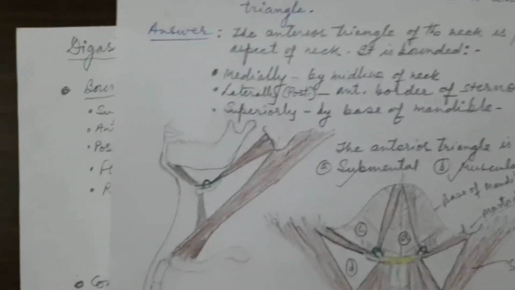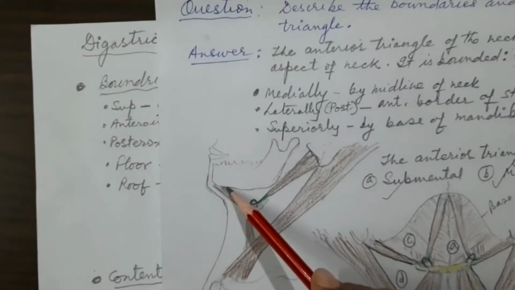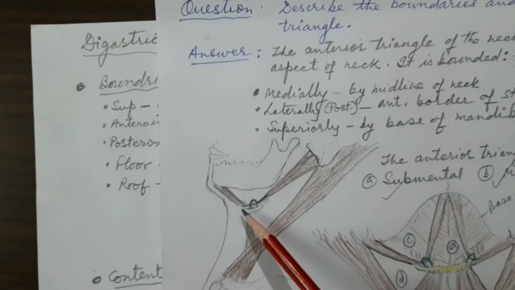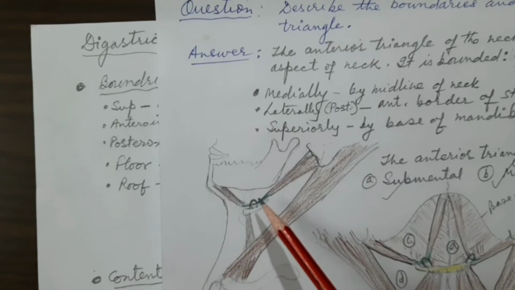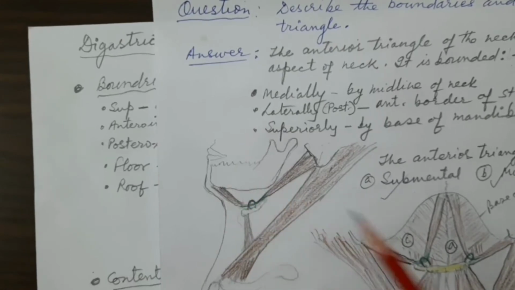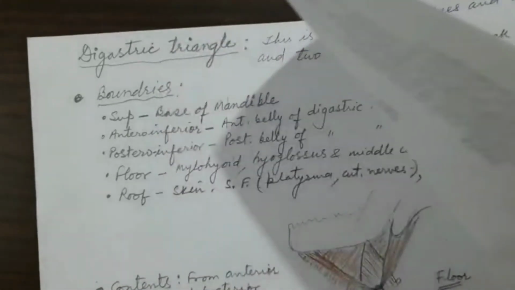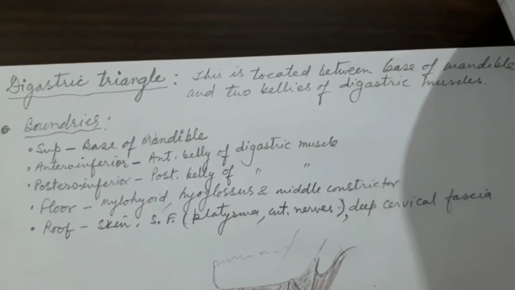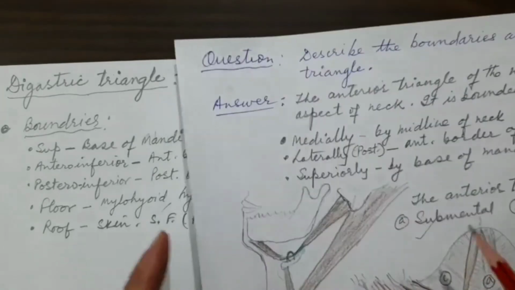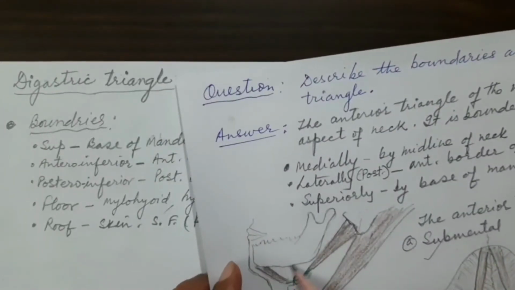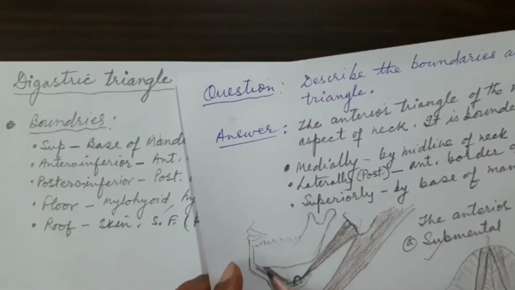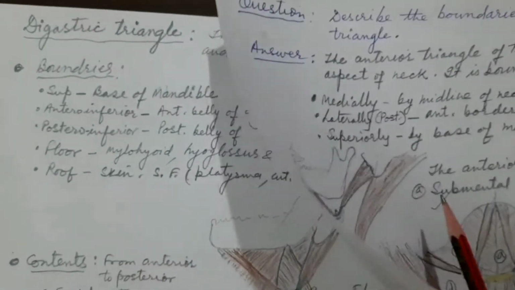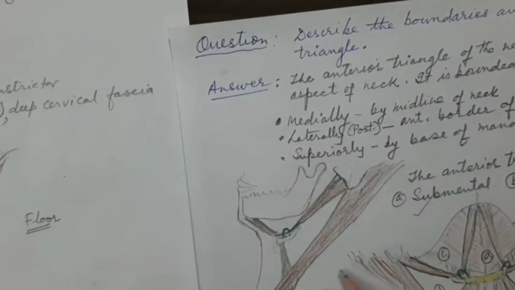Let us use both these diagrams. This is the anterior belly and this is the posterior, as we are seeing from the side. So the base is formed by the upper boundary. Upper boundary means it is the base. It is by the mandible, the base of the mandible. This is located between the base of the mandible and bounded below by the anterior and the posterior belly of the digastric. Let us see the boundaries of this.